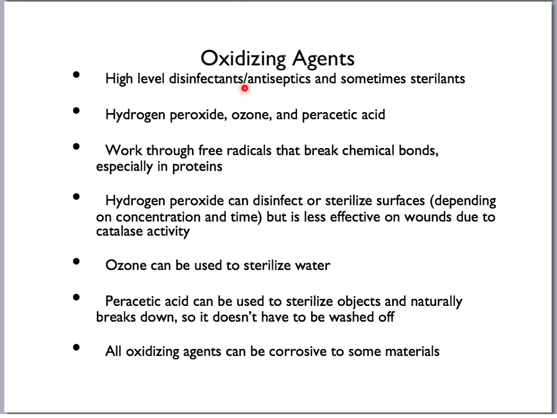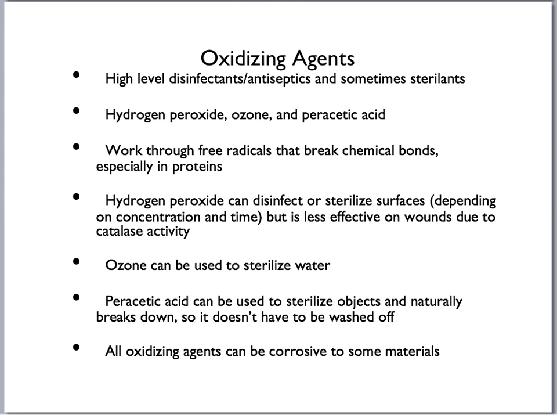So oxidizing agents, we said that bleach works partially like this, and that's true, though we're not going to talk about it again. Oxidizing agents are usually pretty high-level disinfectants and antiseptics, and some of them are sterilants, depending upon concentration and time. Probably the most common three are hydrogen peroxide, ozone, and peracetic acid. You've probably heard of hydrogen peroxide. You know, you get a scrape when you're a kid, you go to your mom, she puts hydrogen peroxide on it. We're going to talk about why that's not actually very useful to do, but that's probably most of our experience with it. Ozone, we've all heard of the ozone layer, but we might not know what ozone is.